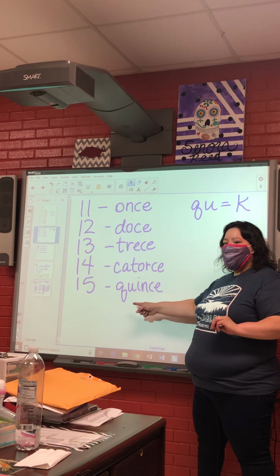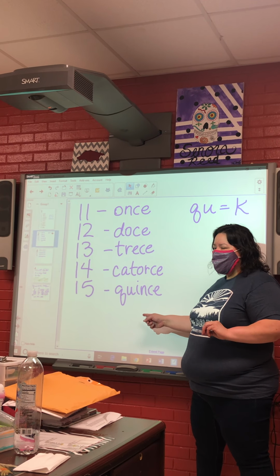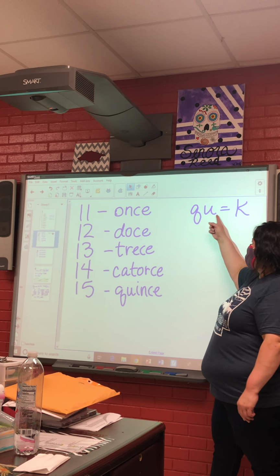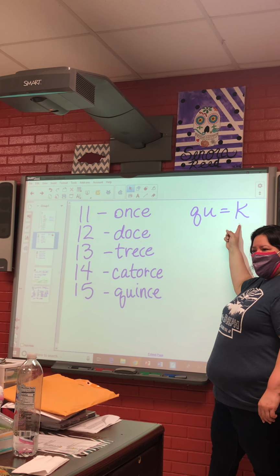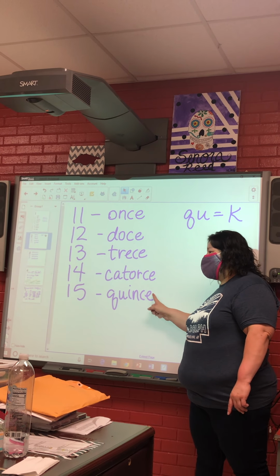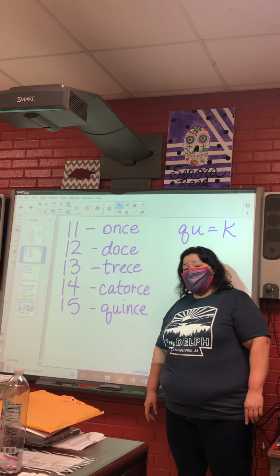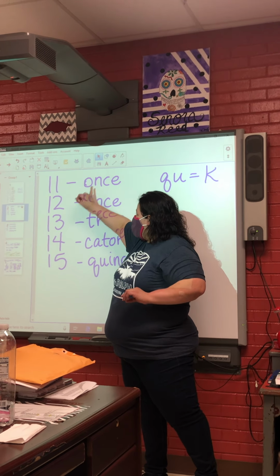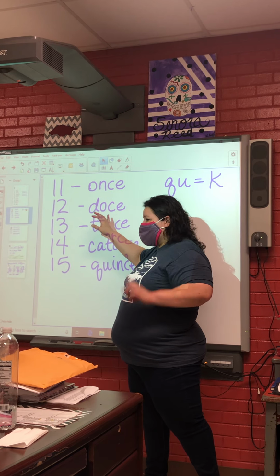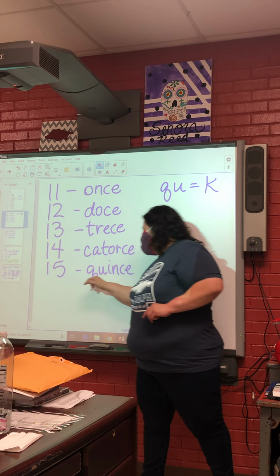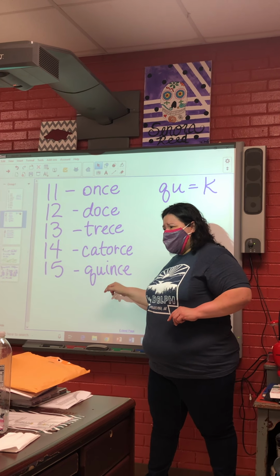15, quince. All right, so the QU, remember that we said the QU together is always going to make the K sound. And then you say every vowel. Quince, okay? Quince meaning 15. Now, all of these kind of sound like 1, then dos, like 2, 3, kind of like 4. And then with 5, it is quince.